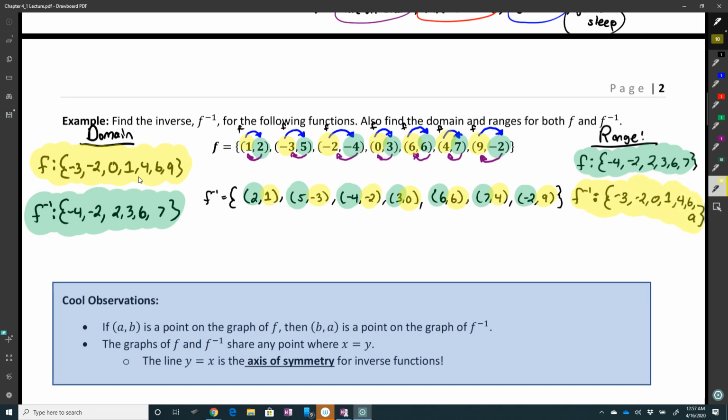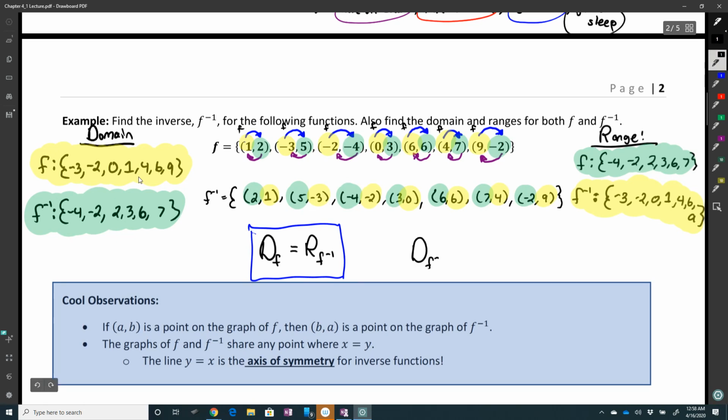So what we notice is that the domain of f is equal to the range of f inverse. This is an important relationship. Because if I swap the x values, they become the y values of the other function. Okay, the domain of f inverse is equal to the range of f.